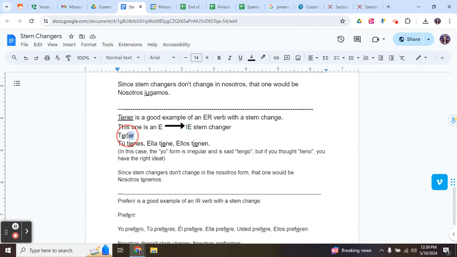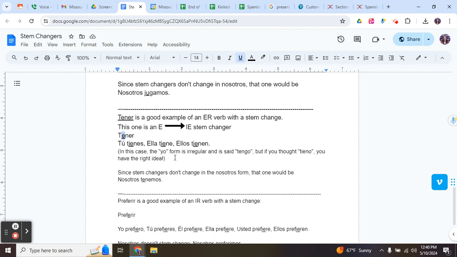So we have an ER ending, which we're going to take off and throw away, right, when we put the new ending on. But the point that we really want to focus on is this E right here in the stem. That stem vowel is going to change when we conjugate. So this E is going to change to IE. So you have tú tienes, ella tiene, ellos tienen.